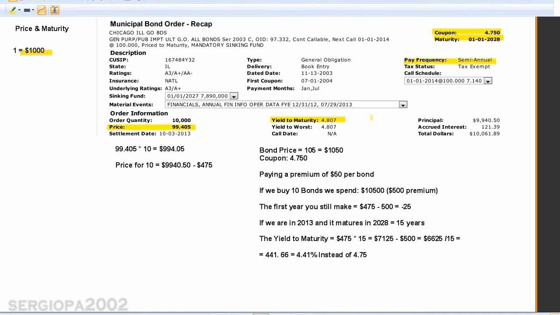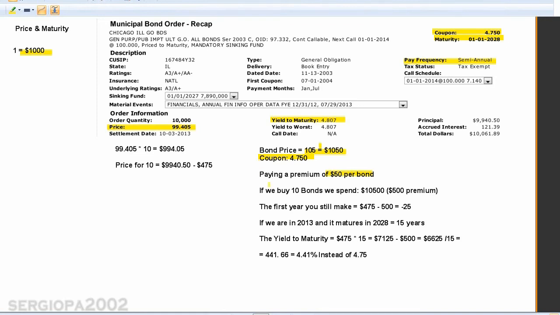But what happens if the situation is reversed? What happens if you have to pay more, or a premium, for a bond? Well, then things will be opposite. So I have an example here. Let's take this exact same bond, but let's say that instead of being priced at 99.40, it's being priced at 105. If that was the case, that means that the bond will cost $1,050, and it's a premium of $50 per bond. And let's assume that the coupon is the same, the maturity rate is the same, and that we are in 2013.